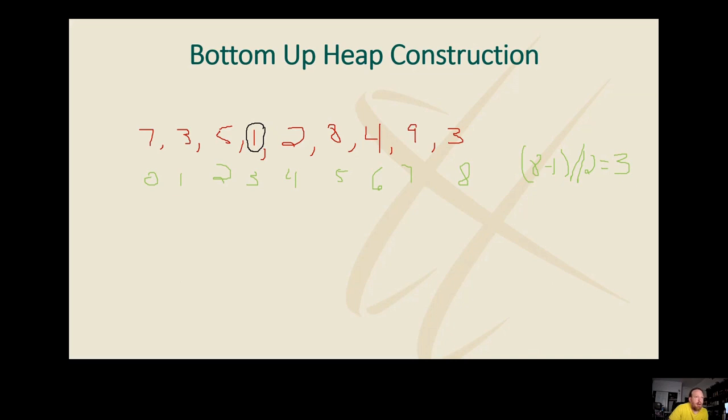Okay. 9, 3. Do we need to swap either of those? No, we're fine. So let's move up 1. 5. Well, let's see. Its 2 children are 8 and 4. Do we have to swap anything? Yeah, the heap order property is wrong. 5 and 4 need to get swapped. So 4 goes here, 5 goes here. I'm sorry, 3 goes there, 5 goes there.